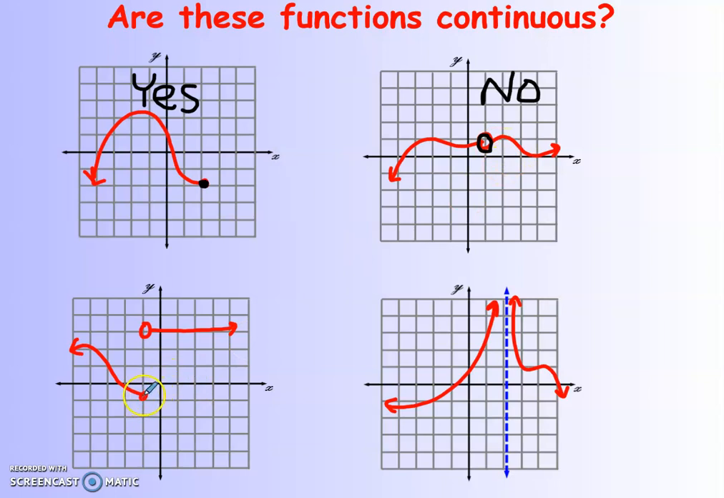Down here we have a graph that you can see is broken up into 2 pieces. This graph is not continuous. You can see, to go from this part of the graph up here, I'd have to jump.